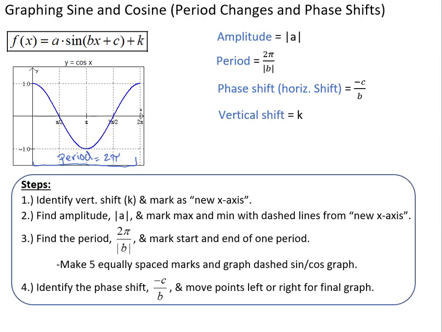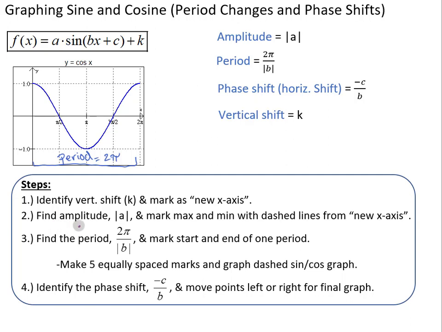Okay, so here are some important steps. So you want to take a second to write these down because we're going to need these when we have all these complicated versions of a sine and cosine graph. So I found this to be the easiest over the years. We're going to start by identifying the vertical shift, our k value, and mark that like it's our new x-axis. So we're going to essentially shift our graph up or down k units. Okay, and kind of mark that as the center of my graph.